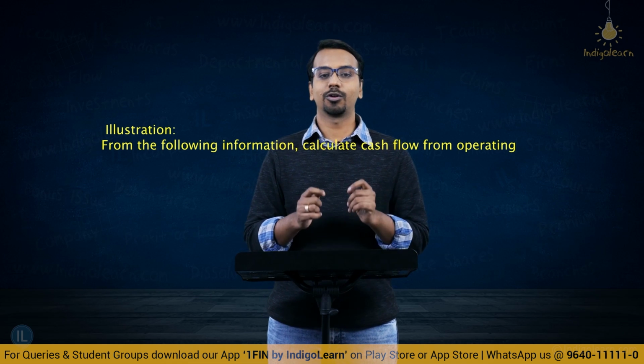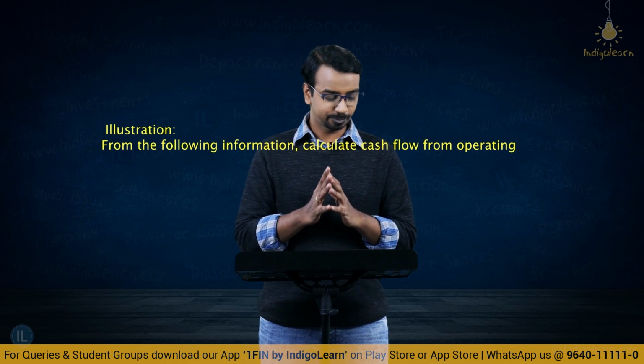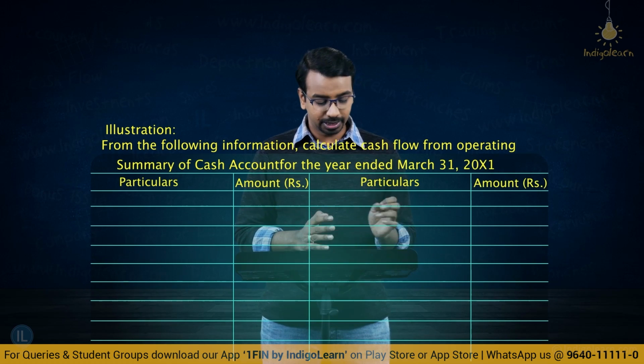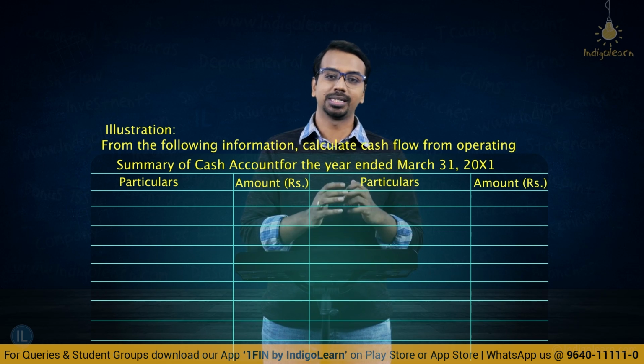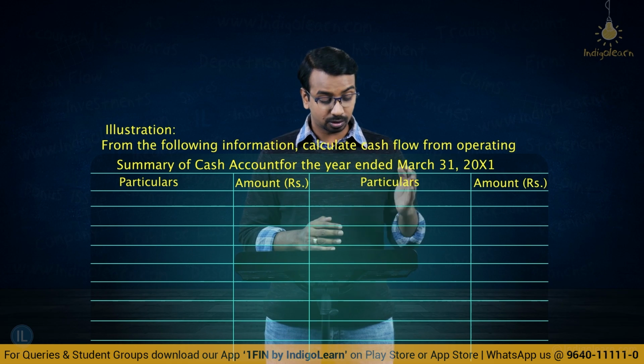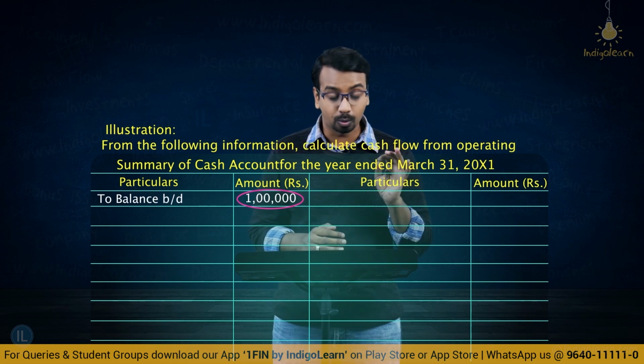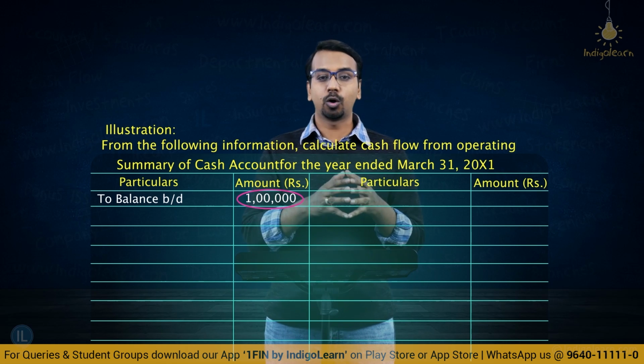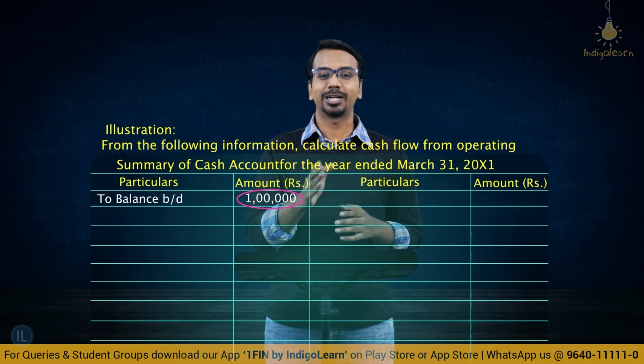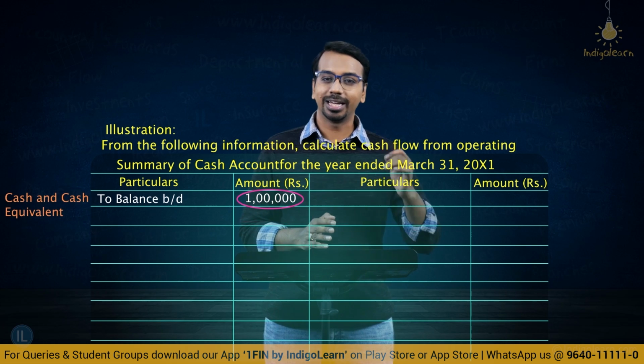From the following information, calculate cash flow from operating activities. Summary of cash account for the year ended 31st March of year 1 is given to you. So the first item is on the debit side, to balance brought down 1 lakh. To balance brought down 1 lakh, what does it represent? It represents cash and cash equivalent.